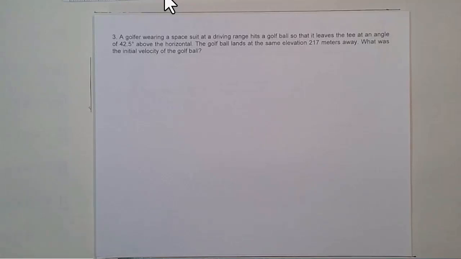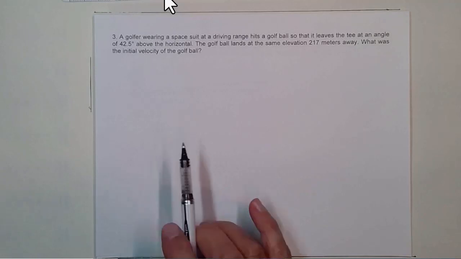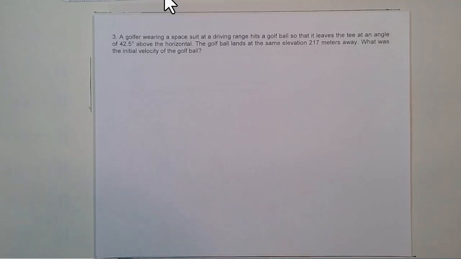We're continuing on with our study of projectile motion. The next problem we'll do is a golfer wearing a spacesuit at a driving range hits a golf ball so that it leaves the tee at an angle of 42.5 degrees above the horizontal. The golf ball lands at the same elevation 217 meters away. What was the initial velocity of the golf ball?